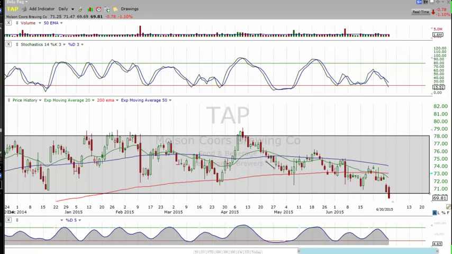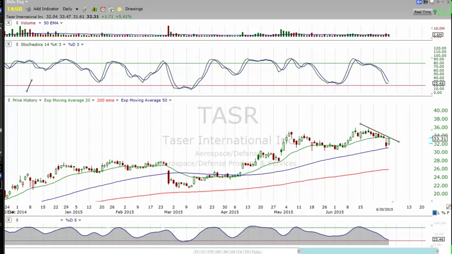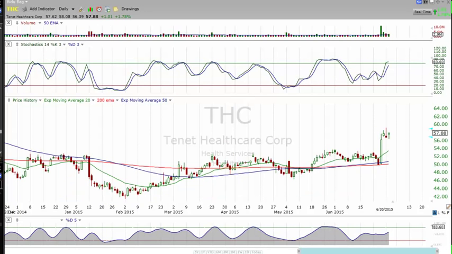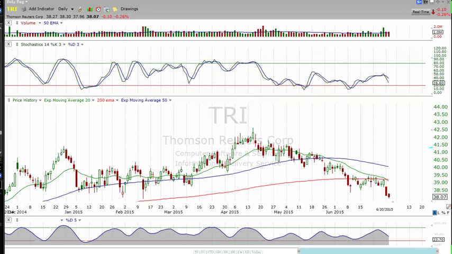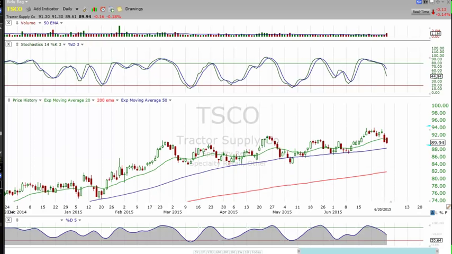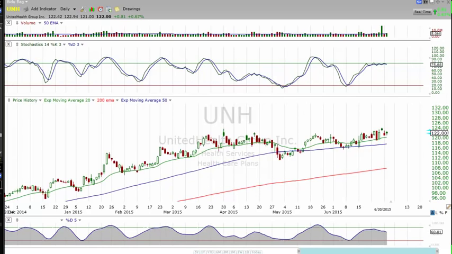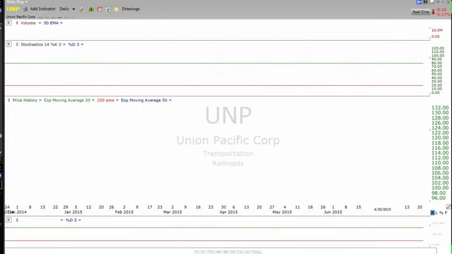CBEAR here, TAP here breaking down a little. Taser, nice bounce on Taser. Hey, thanks, Gas, for posting that Oppenheimer letter in the room. Tractor Supply Company, we're down to about 20 more stocks. Under Armour, UHS is very strong, UNH.